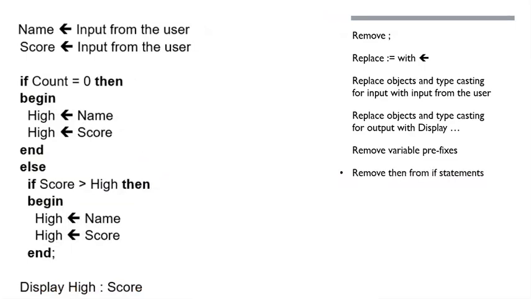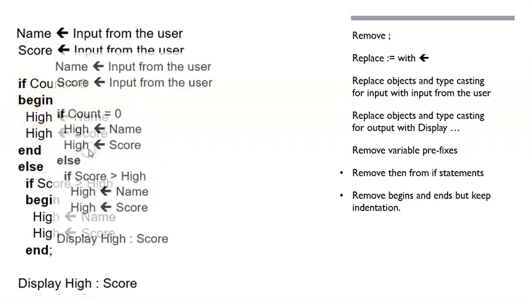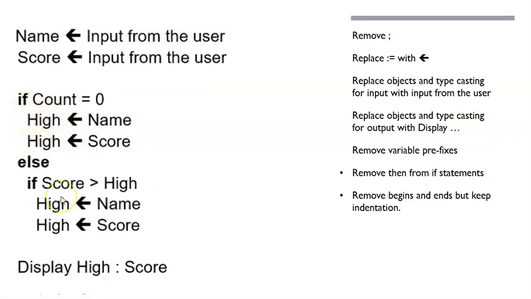Now what you want to do is in your if statements, you want to remove the then, so like that. And then finally, you want to remove any begins and ends. So we're not going to use begins and ends. We're going to remove them, but you still have to indent. So the indentation indicates that all of this needs to be done inside of the if. There used to be a begin and an end here and there, but since it's indented, it indicates that it is under the if. And this is now the end of your algorithm. This is what it should look like.